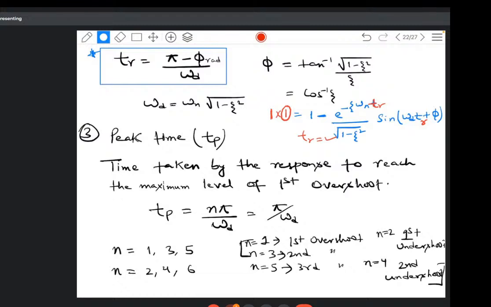Okay, so let us start with the peak time. Now, what is peak time, guys? Peak time is the time that is taken by the response to reach the maximum level of the first overshoot.